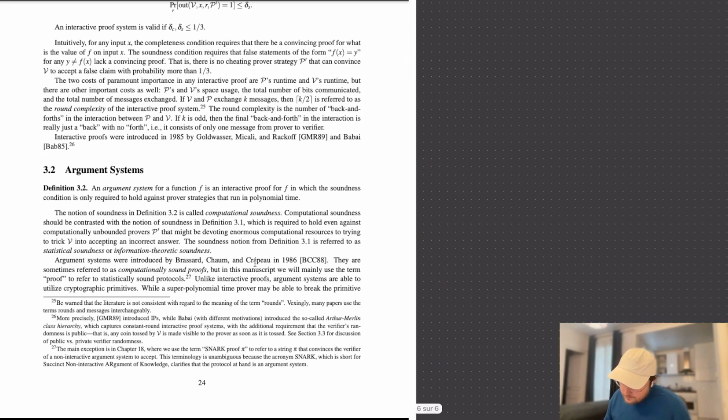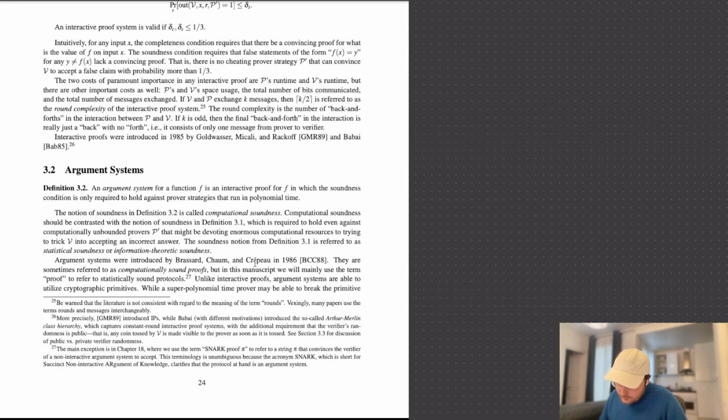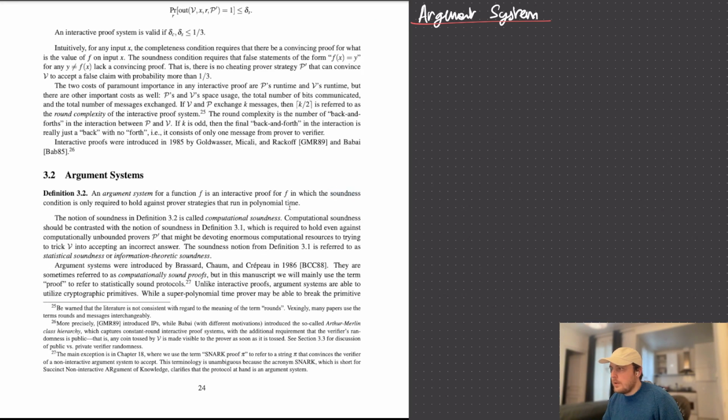Argument system. It was a bit athletic to read this, but we got it. An argument system for a function f is an interactive proof for f in which the soundness condition is only required to hold against prover strategies that run in polynomial time. So the soundness is that you can make a false claim. Okay, this is interesting.